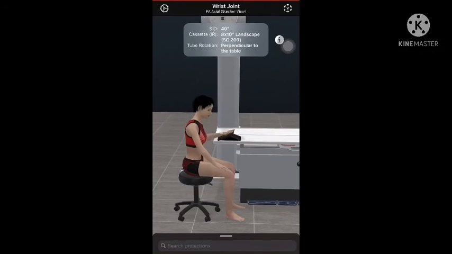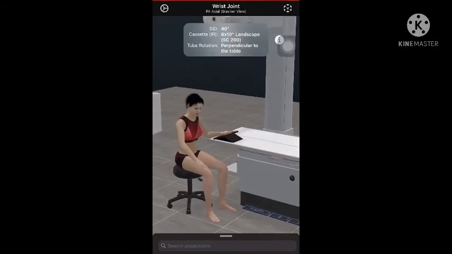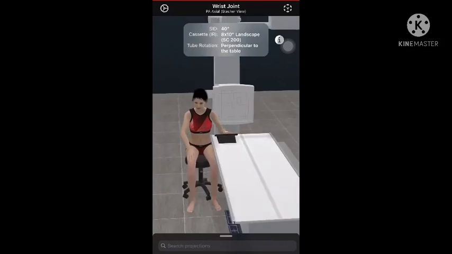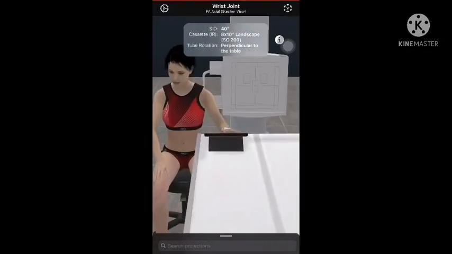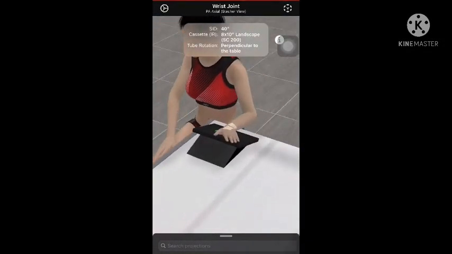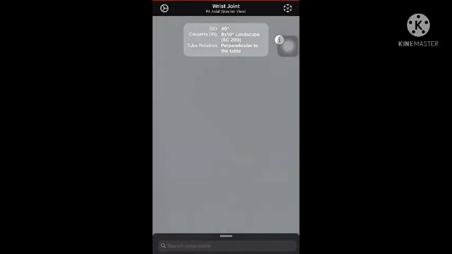Another method for PA axial projection is the Bridgman method, where the wrist is placed in ulnar deviation, but the image receptor end is also elevated at 20 degrees.